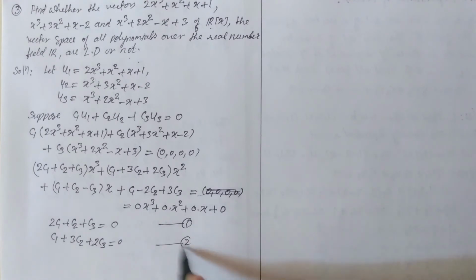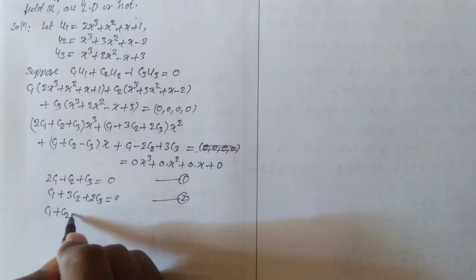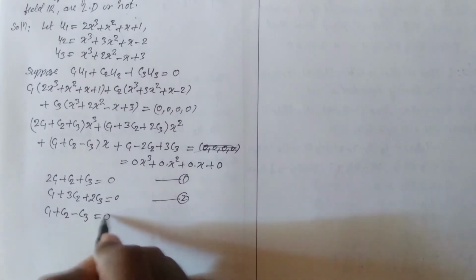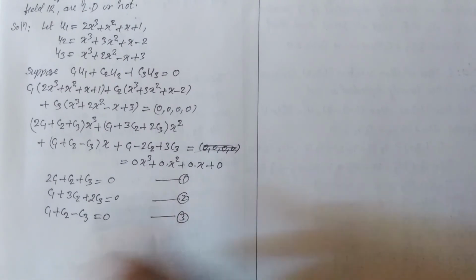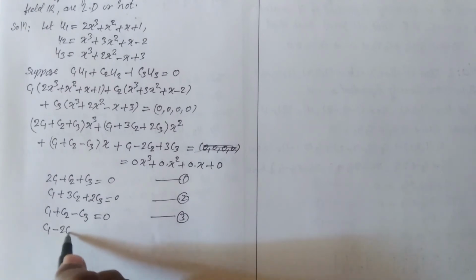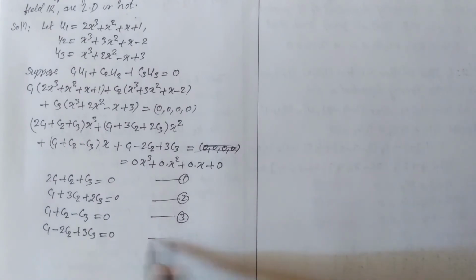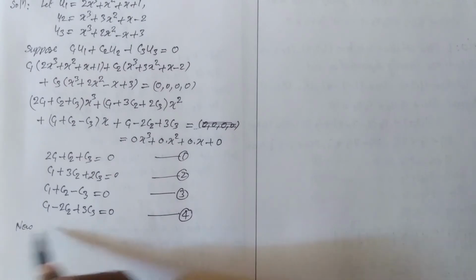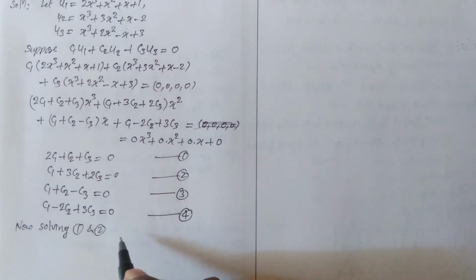Name this equation number 2. The third one, c1 plus c2 minus c3 equal to 0. Name this equation number 3. In the last equation, c1 minus 2c2 plus 3c3 equal to 0. Name this equation number 4. Now again solving equation number 1 and 2 by the determinant method.